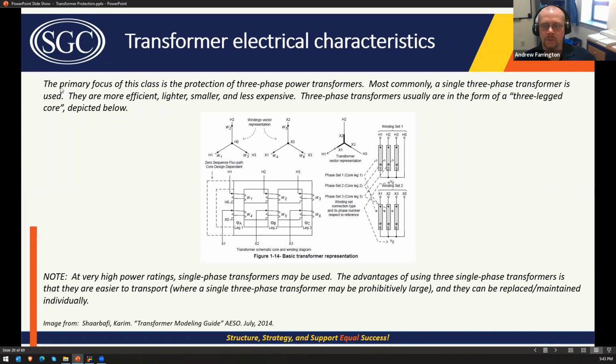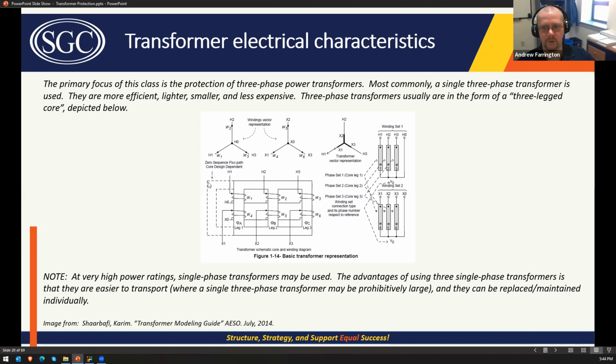Okay. As I said, the primary focus of this class is going to be protection for three-phase power transformers. Most commonly, these are single three-phase banks. They're more efficient, they're lighter, they're smaller, and they're less expensive. So those are preferred in most applications. Almost all of them have what they call a three-legged core. This is the core of the transformer, and you've got the high voltage winding and the low voltage winding, and you just vary the number of turns for each in order to change the turns ratio of the transformer.